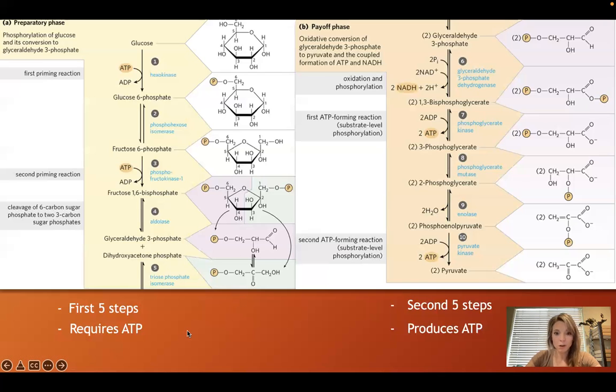But one more thing I wanted to draw your attention to is specifically in the preparatory phase, we are requiring ATP. And in the payoff phase, we're actually producing ATP. So just a couple of differentiations of that process there.